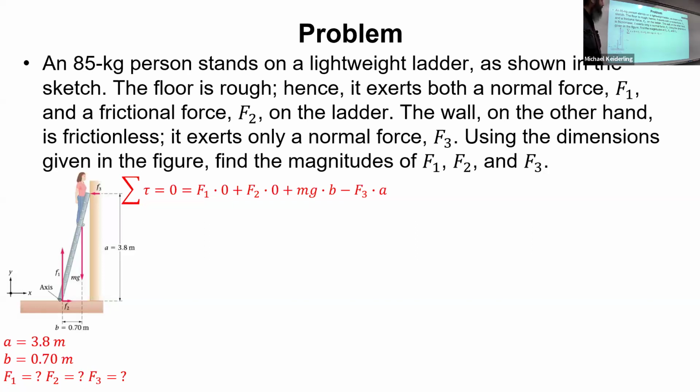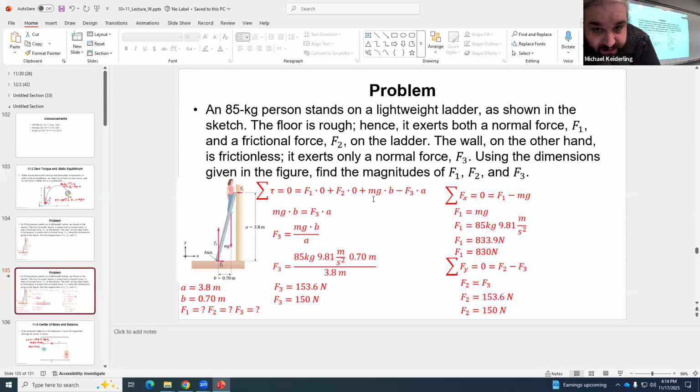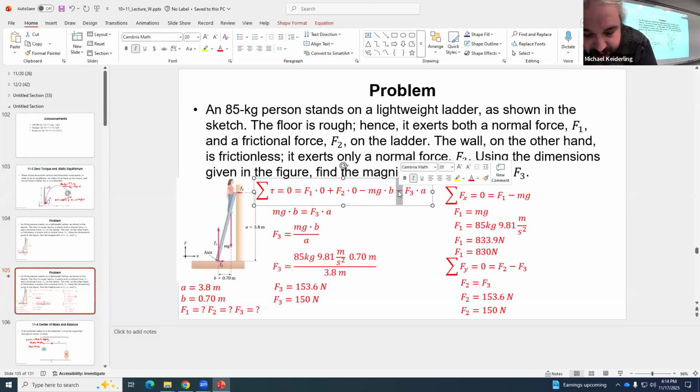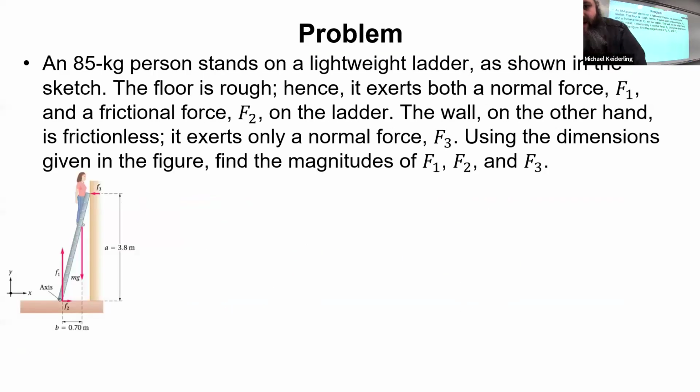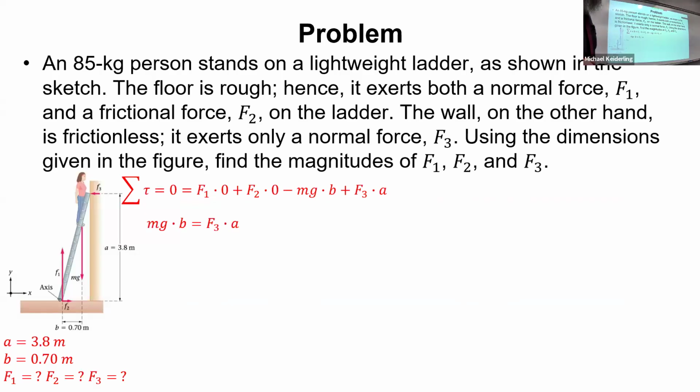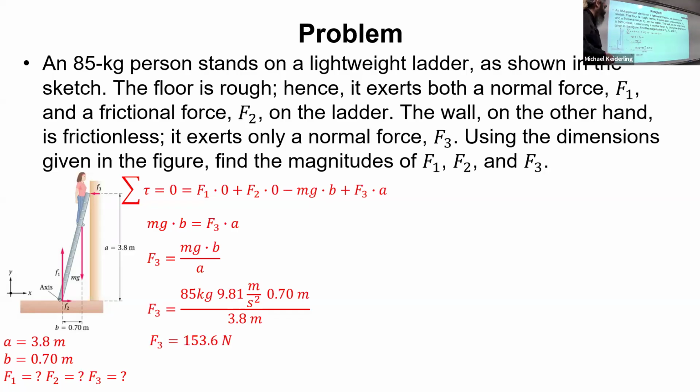Except I have those signs backwards. Doesn't actually matter, but let me quickly fix those. This should be minus, and this should be plus, and everything after that is fine. So minus mgb, because that's clockwise, and F3 is turning counterclockwise. So mgb equals F3 times A. So F3 is mg times B over A. So 85 kilograms times 9.81 meters per second squared times 0.7 meters over 3.8 meters gives us 153.6 newtons. So F3 rounds to 150 newtons because everything in this is 2 sig figs.